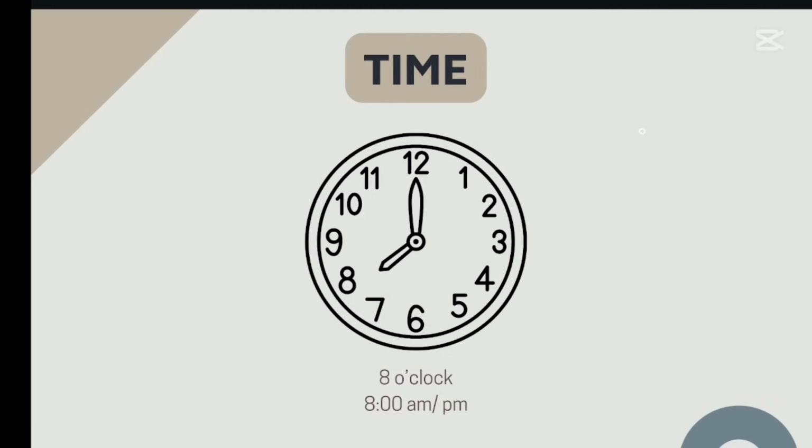Here I have some pictures of a clock. The picture shows us 8 o'clock because the short hand is pointing at 8, while the long hand is pointing at number 12. So we say that this is 8 o'clock, or 8 a.m., or in the afternoon or evening, 8 p.m.